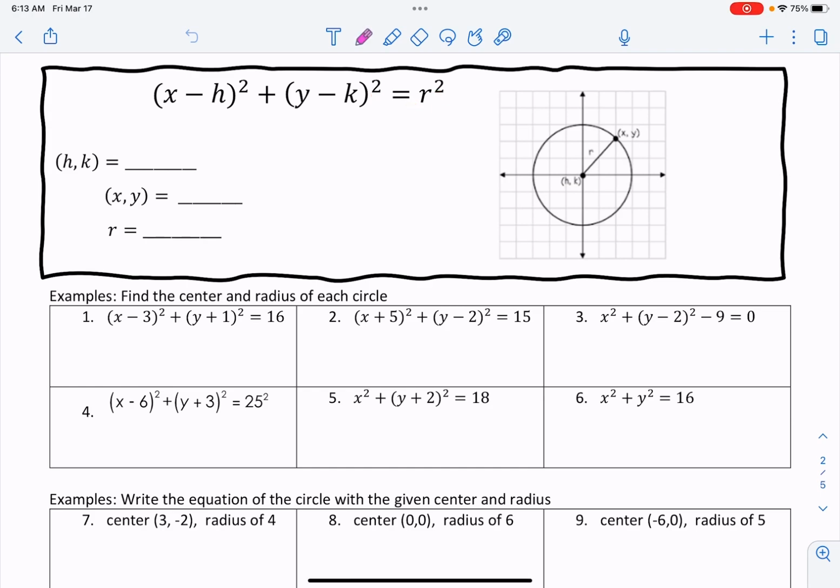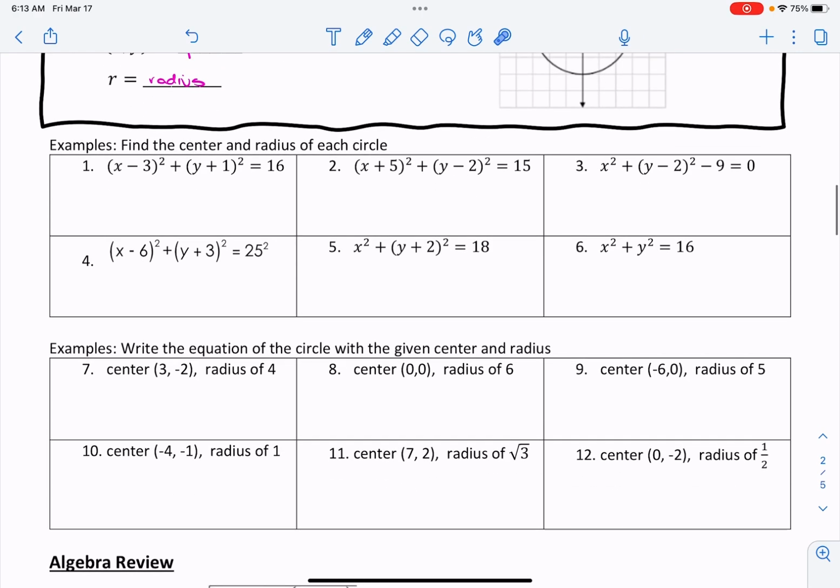The h and the k is our center, okay? x and y is going to be a point on the circle, and r is going to be our radius here, okay? So we do have a lot of information that we can get when it's in standard form. So let's just make sure that we know how to identify the center and the radius. We're not going to do all of them. The rest you do have to do.